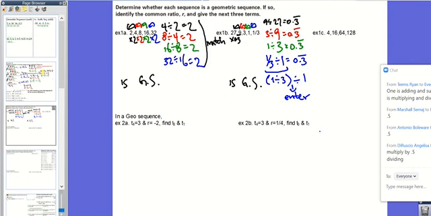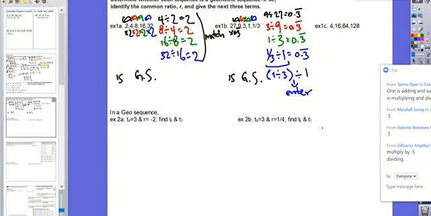Okay, let's check this case right here real quick. I'm going to do this example 1C even quicker. Let's get my black going over here. My black says 16 divided by 4 equals 4. So I'm multiplying by 4. Then 64 divided by 16 equals 4. That's multiplying by 4.